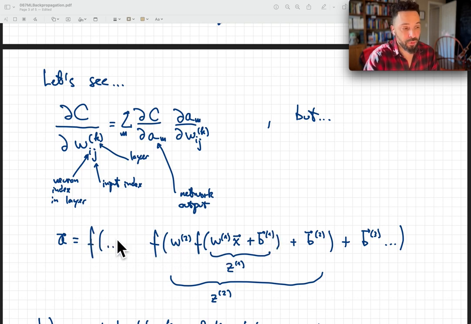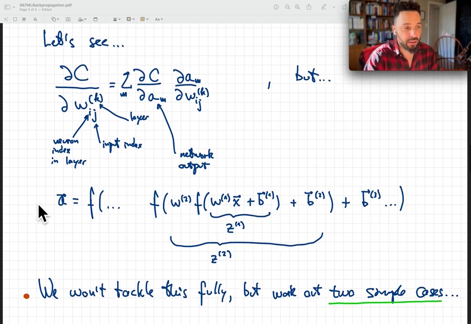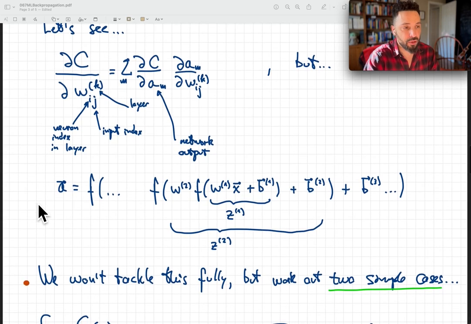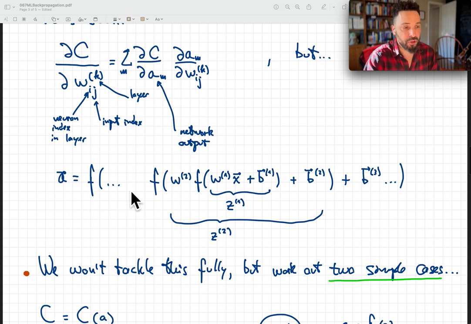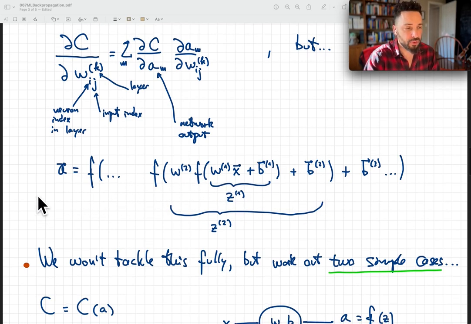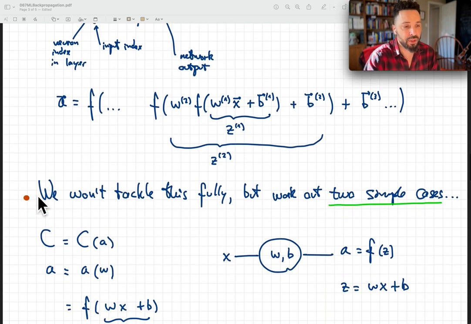So you see, this could be very complicated, especially if your network is very deep. So we're not going to tackle this fully. This could be done algebraically, or it could be done with indices, and it involves just keeping track of all the indices very carefully, but it doesn't help very much if you want to fix ideas. So what I want to do here is to work out two very simple cases.